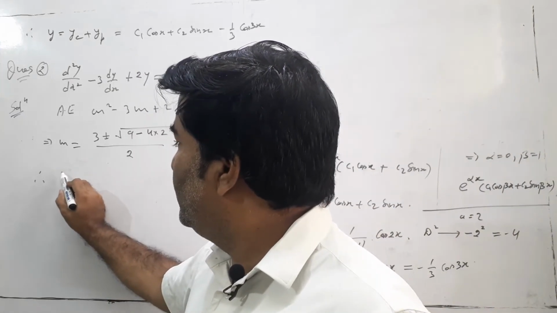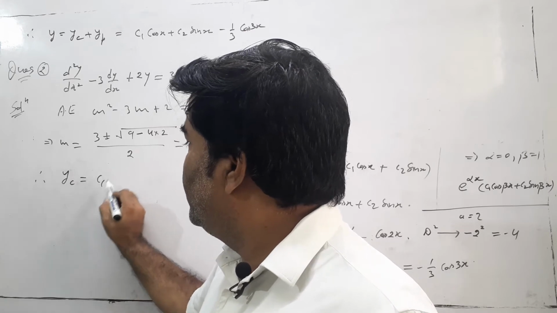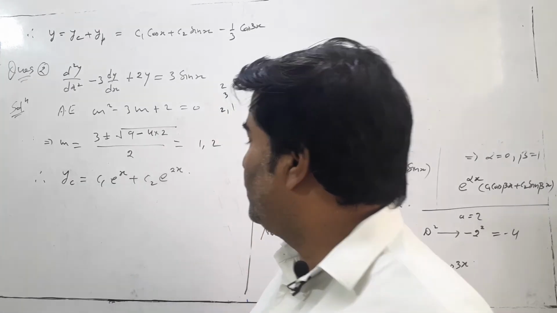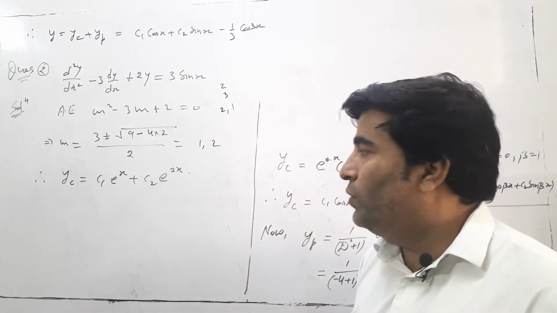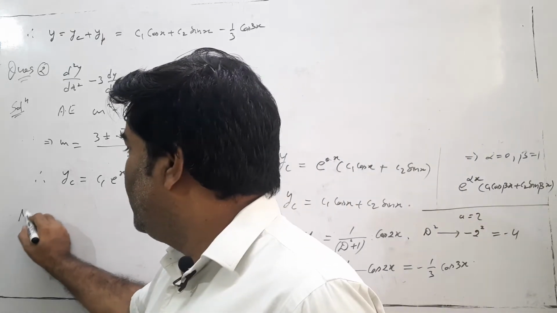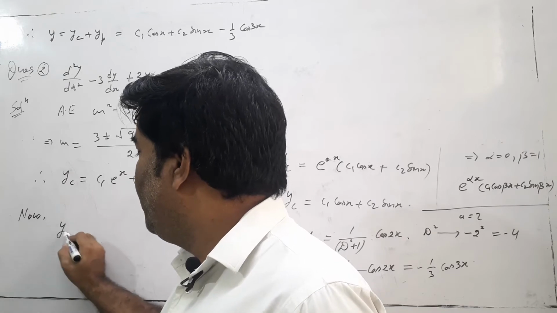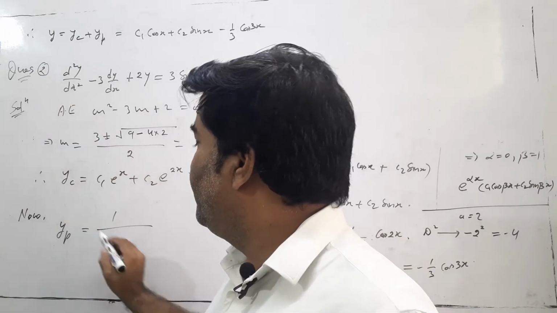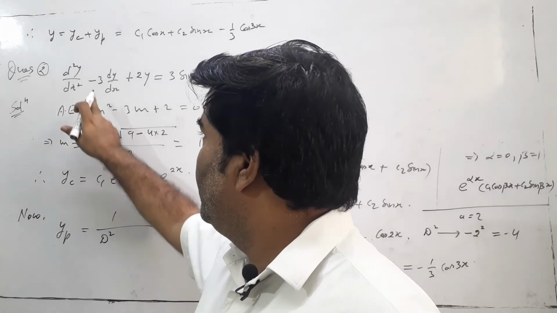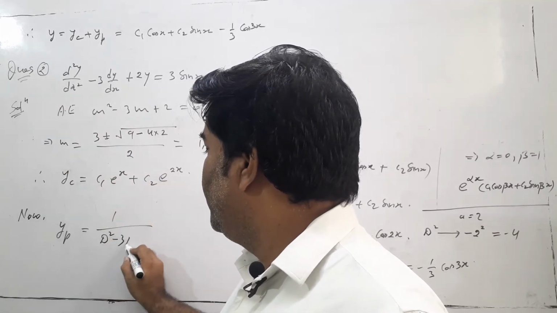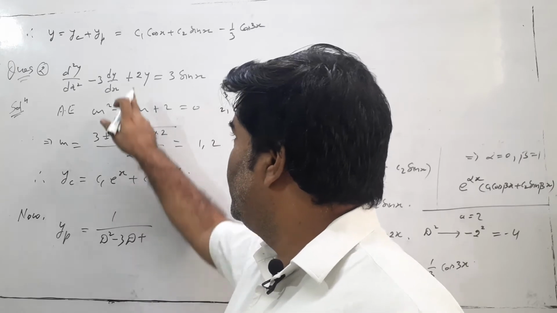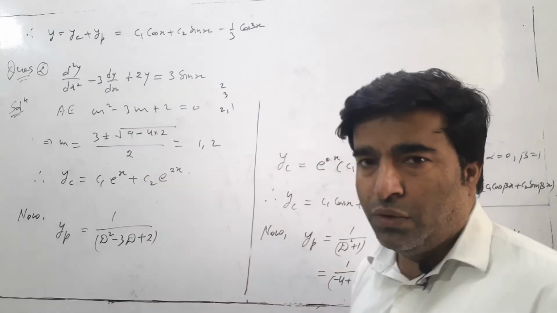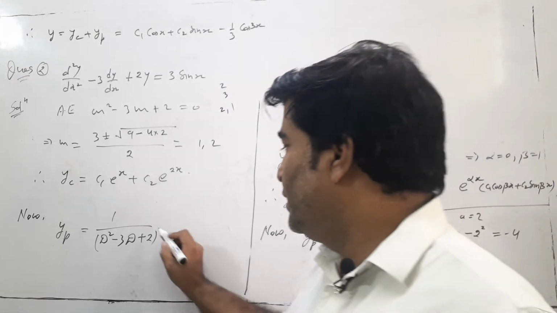Therefore the complementary function is c1 e to the power x plus c2 e to the power 2x. Now we find the particular integral of this differential equation. From here we have D square minus 3D plus 2 operating on y.